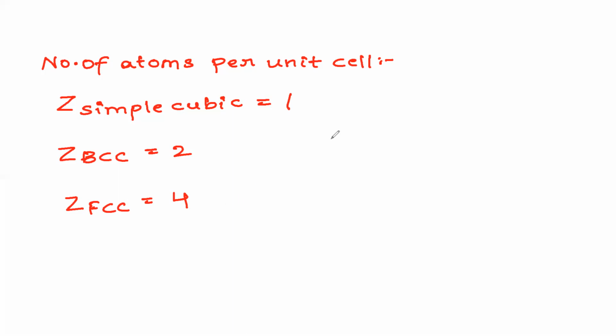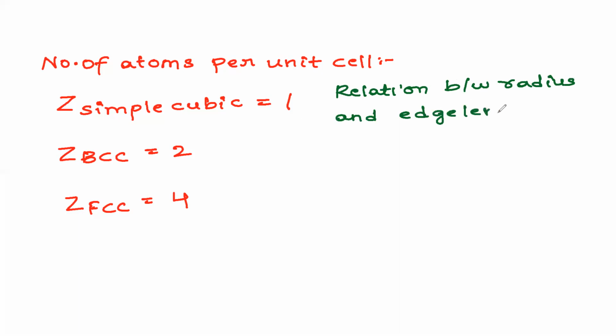Coming to the second point, before solving problems related to the density of a crystal, I want to explain all these things. First you should know all these things. Number of atoms per unit cell for simple cubic is 1, BCC is equal to 2, and FCC is equal to 4. Now, the relation between radius and edge length of a unit cell.